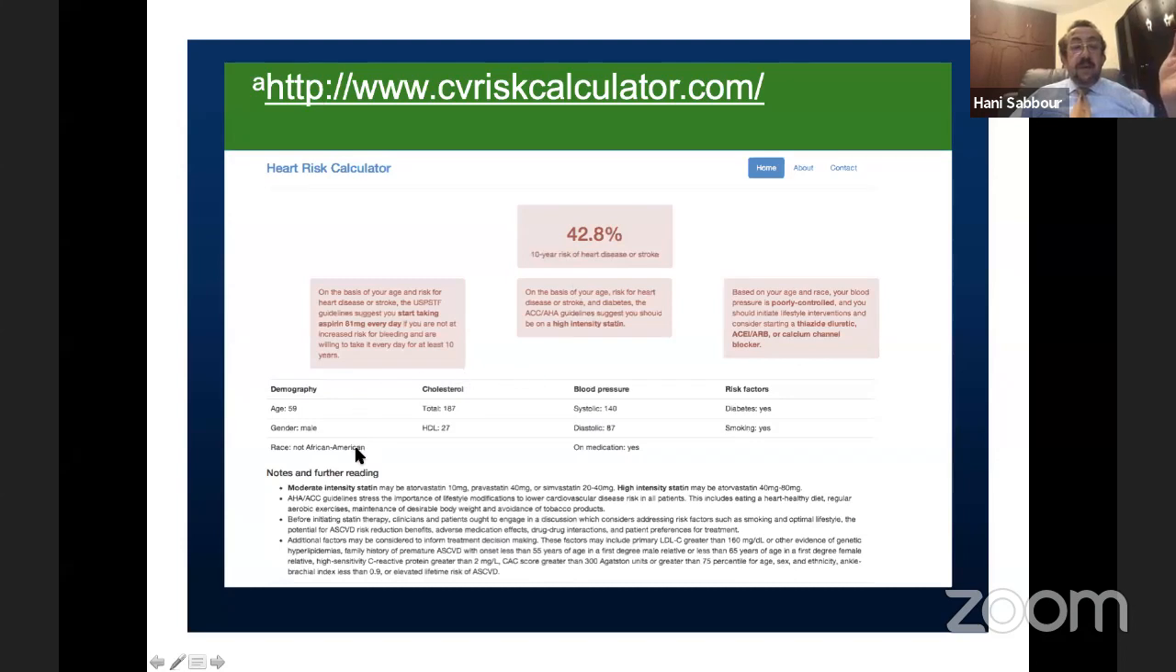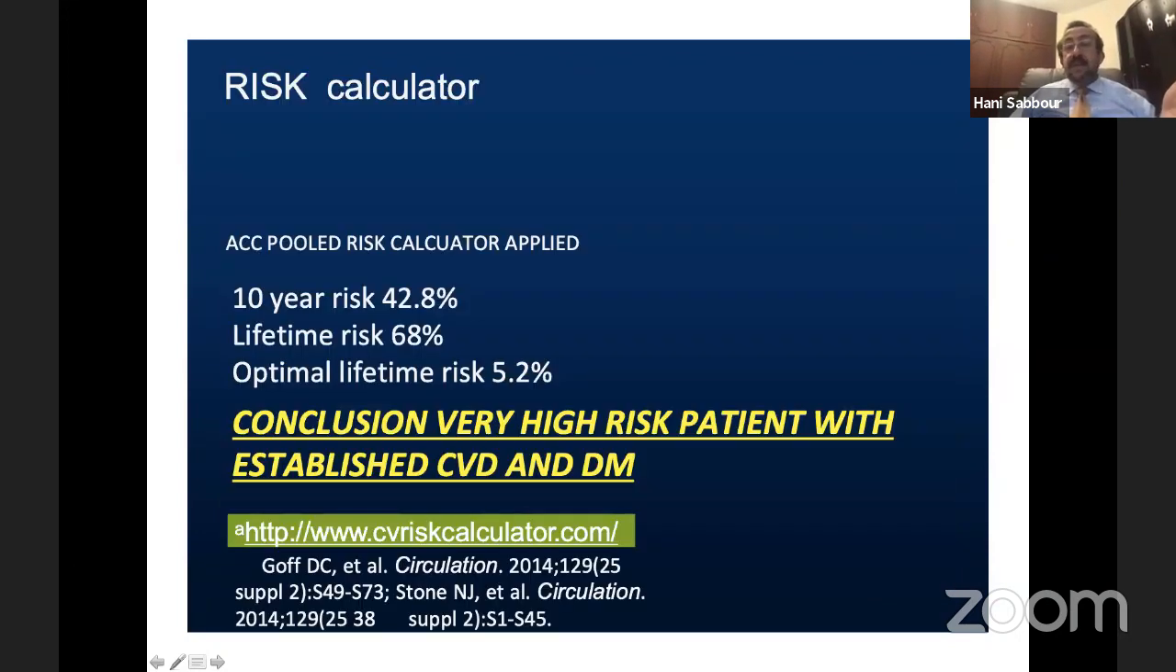You would say, well, what's the big deal? It's just a little bit of blood pressure, a little bit of cholesterol. It's absolutely a ridiculously high risk of cardiovascular events. And this patient also has established CVD and diabetes. So you can actually change their optimal lifetime risk with treatment to 5.2%.